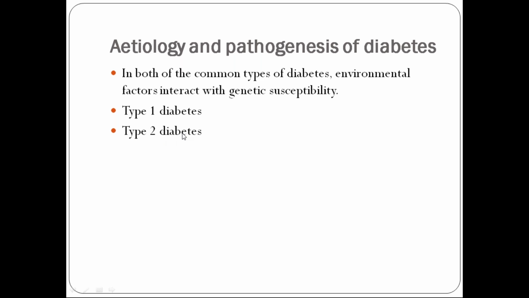Coming to type 2, it was previously termed non-insulin dependent diabetes mellitus. In these patients there will be resistance to insulin. There will be insulin production, but the receptors will be resistant to the insulin. So these patients are usually given oral hypoglycemic drugs as insulin sensitizers, like metformin.